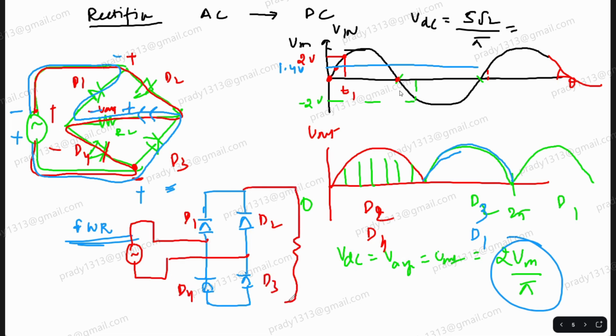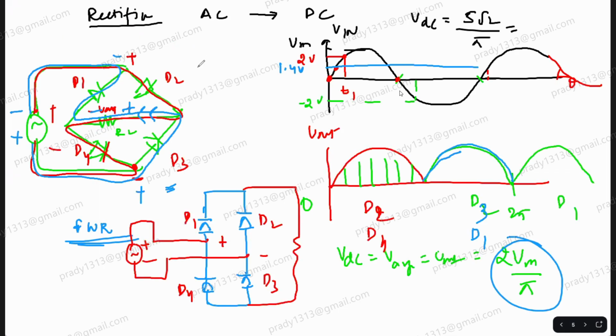Okay, here I have connected the load. Who will conduct first here? D1 and D3. In the next half cycle, D2 and D4. It doesn't matter how you label D1, D2. If you understand how to find forward bias and reverse bias, you are able to easily explain the circuit. Clear? Now we are going to discuss SCR.